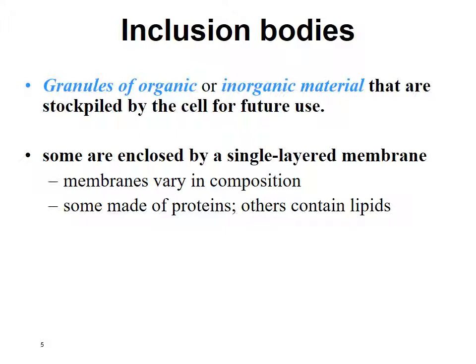Many prokaryotic cells also contain structures called inclusion bodies. Inclusion bodies are granules of organic or inorganic material that are stockpiled by the cell for future use. Some inclusion bodies lie free in the cytoplasm, others are enclosed in a shell, which is a single layer composed of proteins, or it might be a membrane-like structure composed of proteins and lipids. Inclusion bodies are mostly used for storage, but they also function to reduce osmotic pressure within the cell by tying up certain molecules in particulate form.